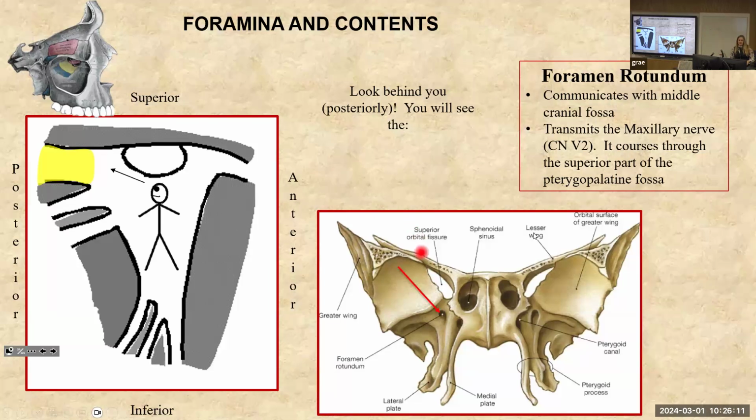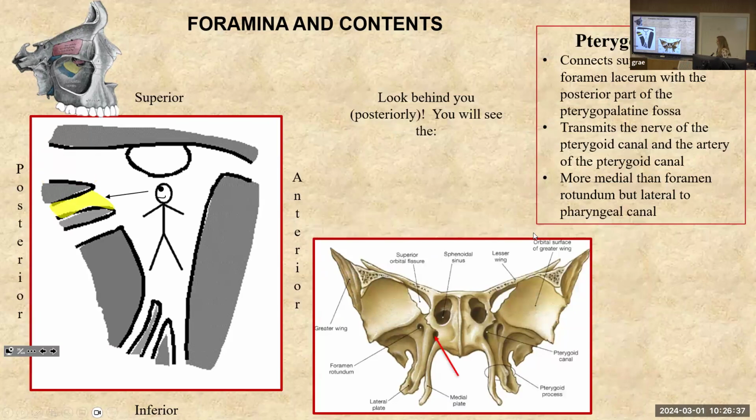And so I put in here a slide that would be the view if you looked back from being in the pterygopalatine fossa. This is what you'd be seeing here, and this would be rotundum. So that would be the largest foramen you would note. But then you note that there is another foramen that's a little bit medial to that. So that's what happens. There's another foramen, another hole that leads into the pterygopalatine fossa. And that's the pterygoid canal.